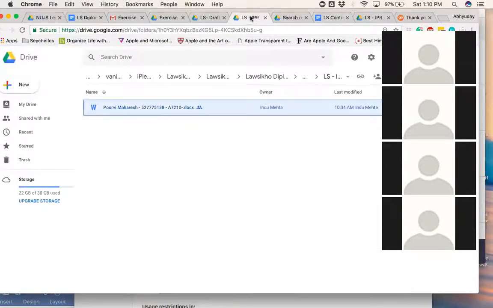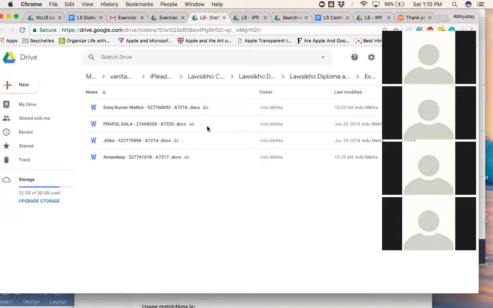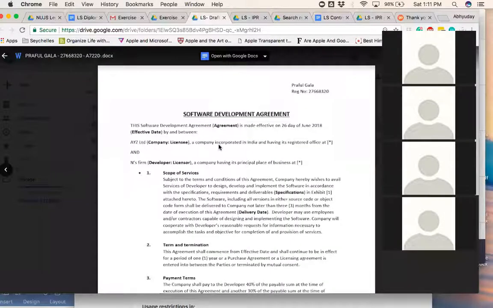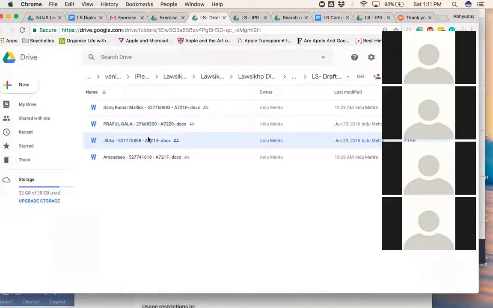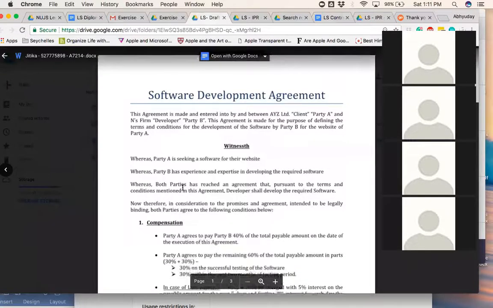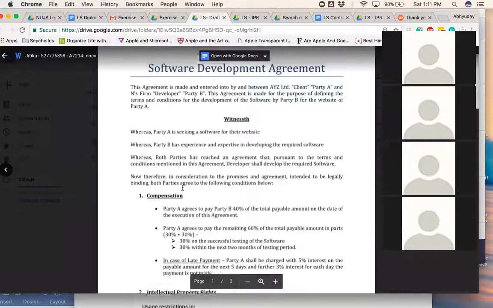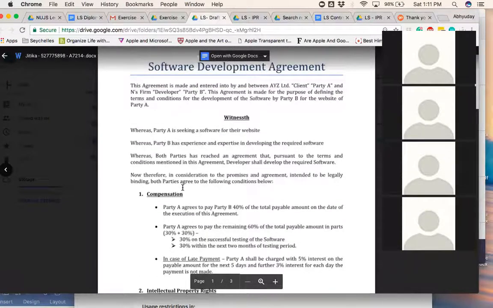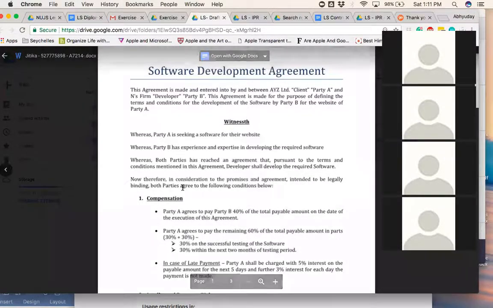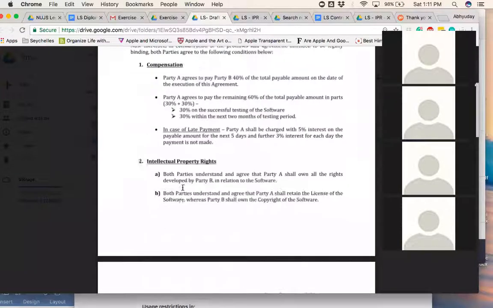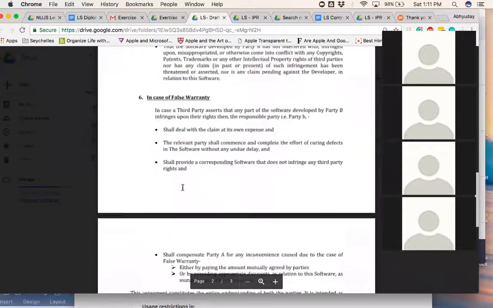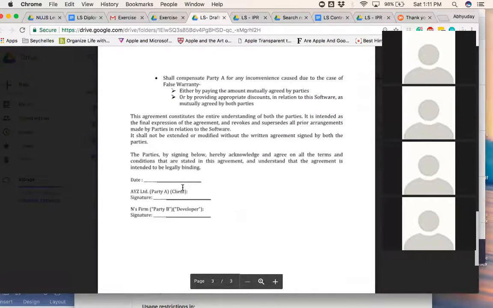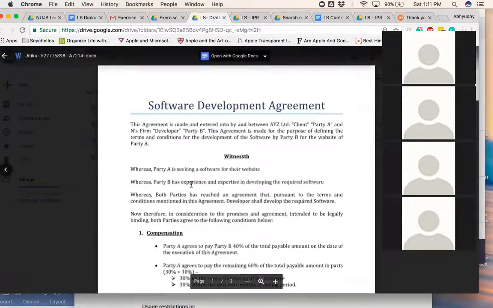So, whose solution do you want us to go through? We have Praful, Jitika. Okay, so I'll just open Jitika's. Okay, Jitika, what is the date of execution of this agreement? The date wasn't mentioned, so at the end I have the date that they will write at the bottom, right? Yeah.